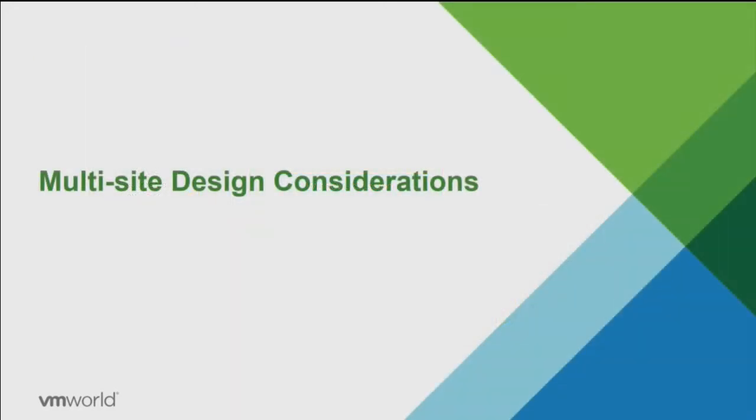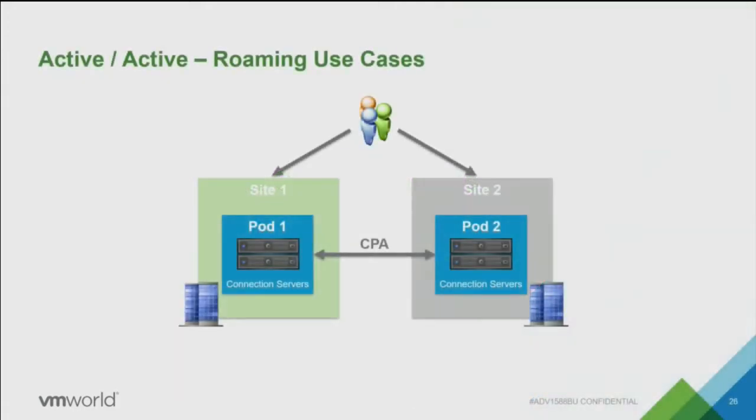Okay, I'm going to change tack a little bit and we'll talk about multi-site design. When we talk about multi-site, you often hear us talk about active-active, active-passive. Be very careful, we're talking about this from the user's perspective. In this example, active-active is a roaming user. I'm not talking about the data centers being active-active, even though they can be.